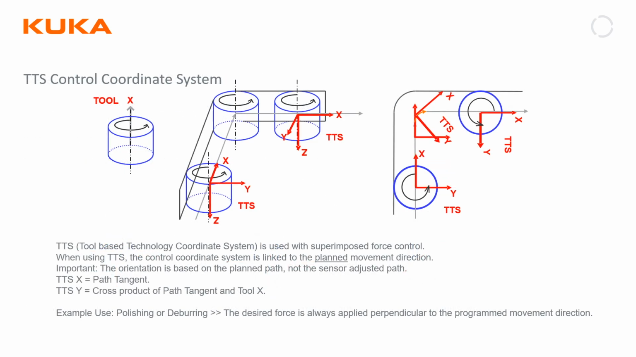TTS is a unique and powerful coordinate system similar to tool. However, it's great for deburring or grinding when the work surface of the tool is a cylinder. Instead of rotating the whole end effector, the TTS coordinate system automatically rotates based on the direction of motion. So in this example, you could apply a controlled force in TTS Y direction and just have the robot follow the perimeter of the part without changing orientation.